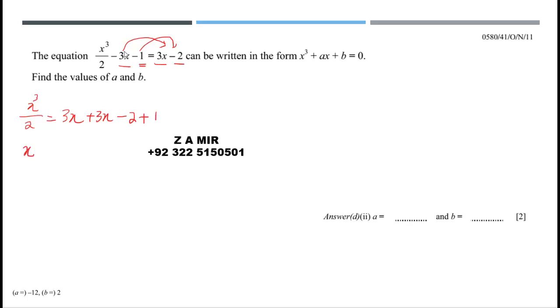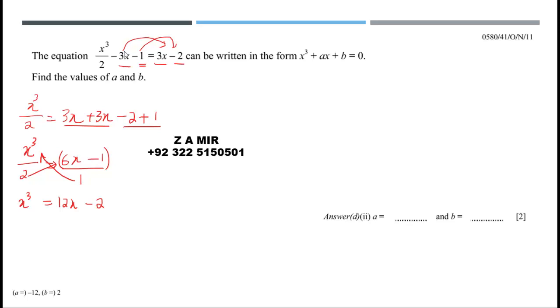So after simplification, 3x plus 3x is 6x, and minus 2 plus 1 is minus 1. So let's put 1 under this. Now we have single fraction on left hand side, single on right. When we have single fractions on both sides, then we can do cross multiplication. So okay, let's multiply 1 over here. It is x cube, and this 2 will multiply with both of them. 6x will become 12x, and minus 1 will become minus 2.